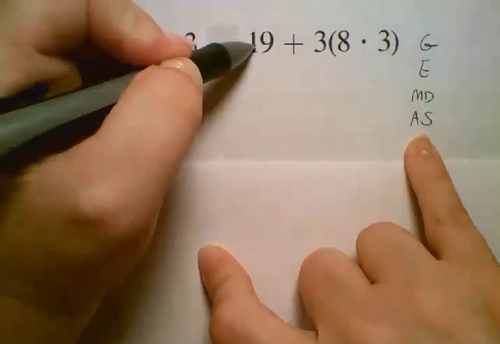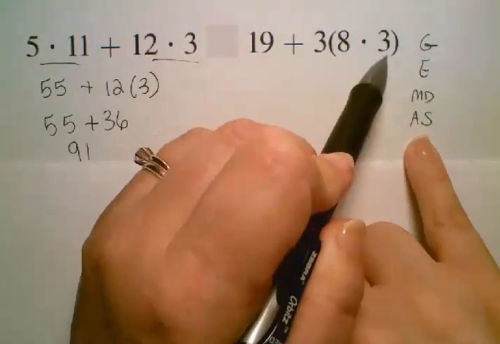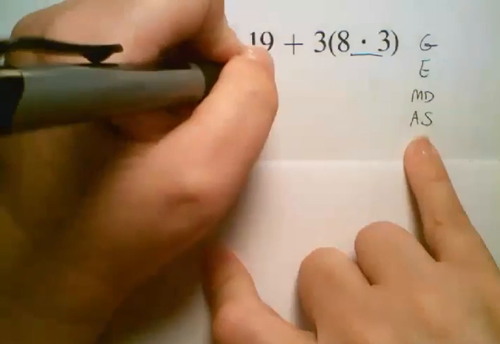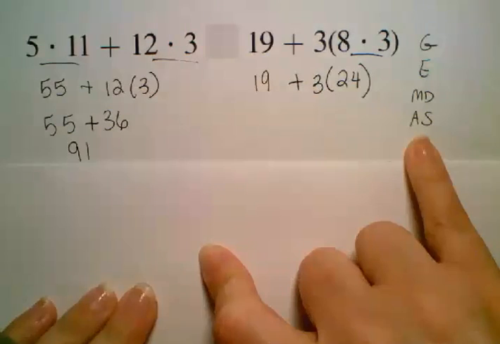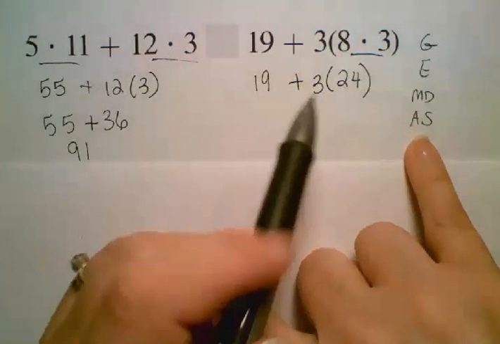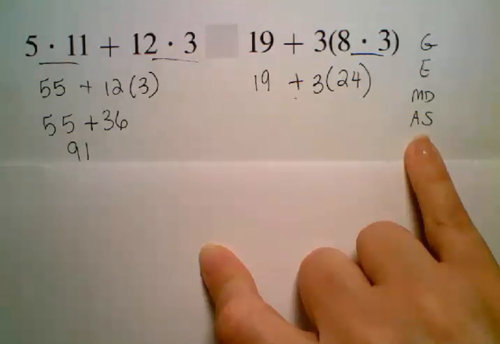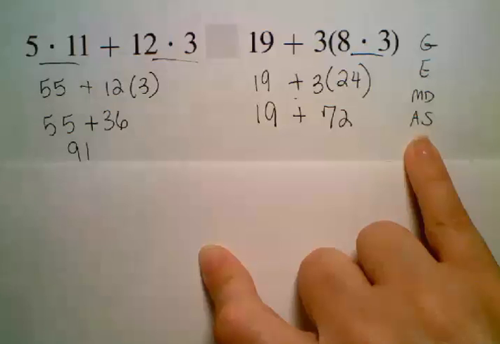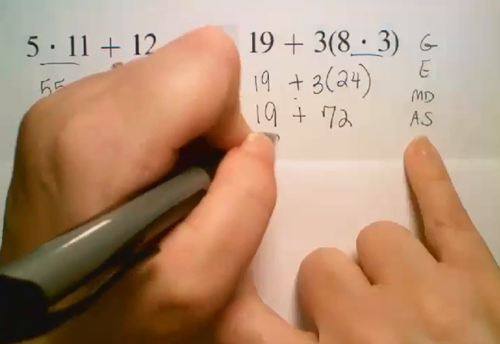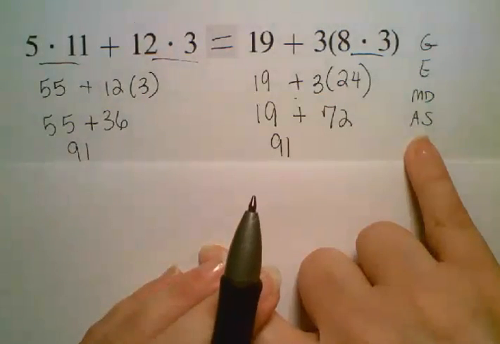All right, let's look over here. 19 plus 3 times 8 times 3. Well, we've got grouping symbols. So we've got to do 8 times 3 first. 19 plus 3 times 24. All right, what do we do first? We've got multiplication and addition. So we've got to do our multiplication first. 24 times 3 is 72 plus 19. 72 plus 19 is 91. So therefore, this is a true statement. This is an equation.